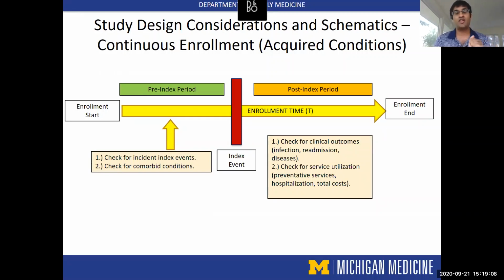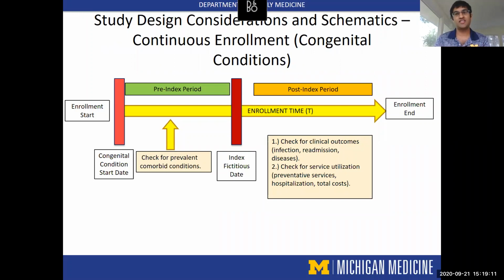In contrast to the acquired conditions, with congenital conditions, it's slightly different. If you think about a congenital physical disability like cerebral palsy or spina bifida, we actually start by assuming that at the time of enrollment, when they start, they're prevalent for the condition. But we want to collect some comorbidity history, so we check for prevalent conditions in this fictitiously defined pre-index period. And so we create this fictitious index date. It might be 1 year after their start of enrollment or 2 years, subject to sample size considerations.